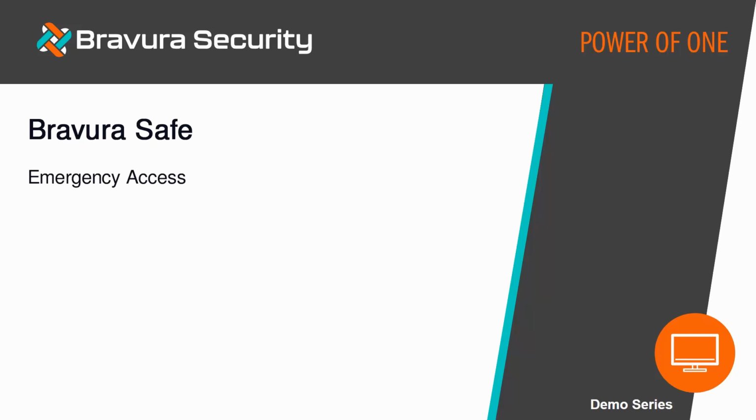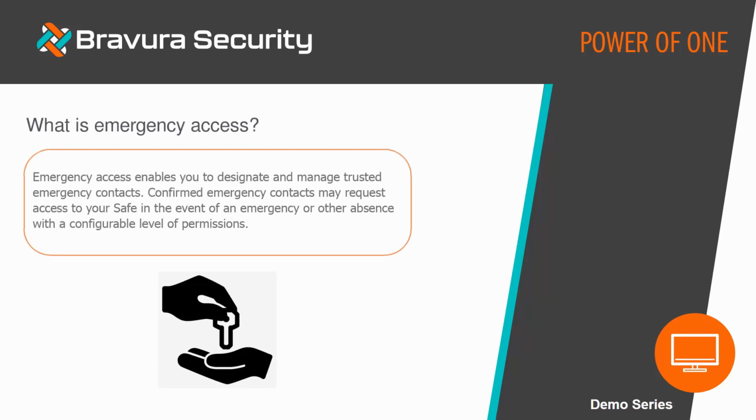In this demonstration, we'll show you how to set up emergency access to your safe using a secure three-step process, and demonstrate the procedures required by all parties to request, approve or reject, and gain or revoke emergency access to a safe. What is emergency access?